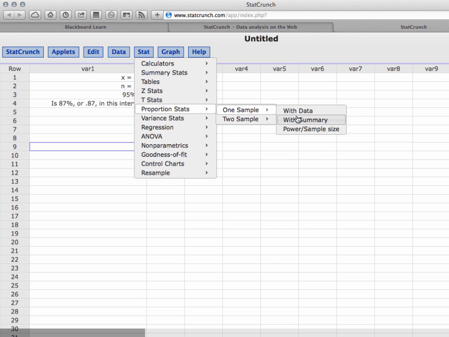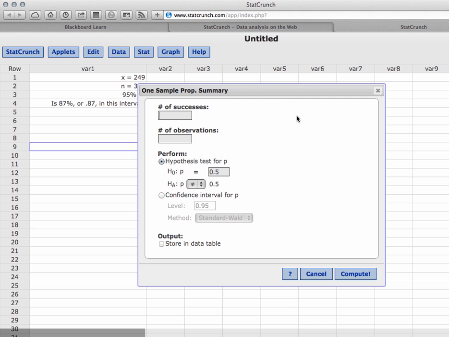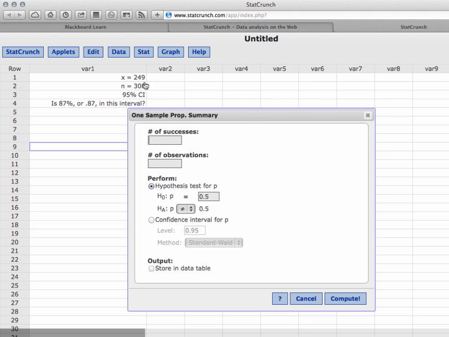In other words, we have all the values. We're not looking at data. We're not looking at columns of data. We're looking at summary statistics. The number of successes in this case was 249. That was the number of people who said they had their flu shot. The number of observations was 300.